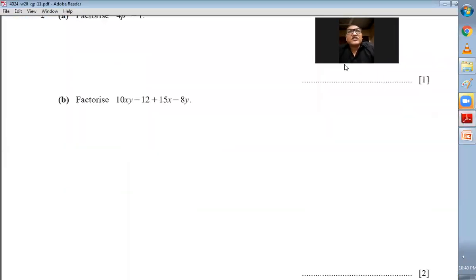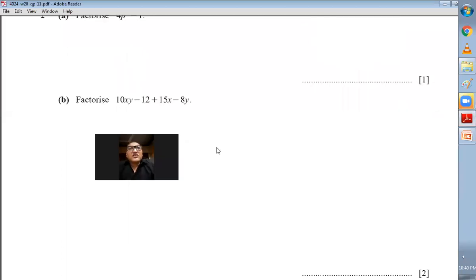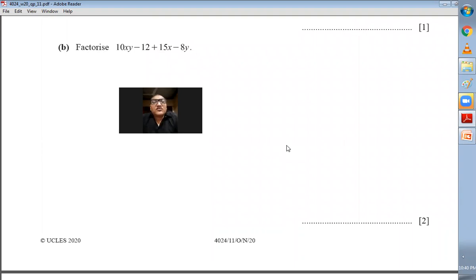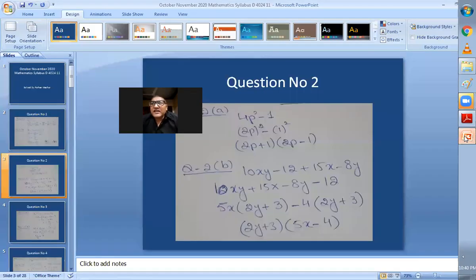The next question is factorize this. Now you see this is the question. It's a 2-mark question. We have 10xy minus 12 plus 15x minus 8y. You have to factorize it. So I will rearrange it. If I rearrange it, then it will be very easy to factorize. You see, this is 10xy, bring plus 15x with it, and then write minus 8y and then minus 12.